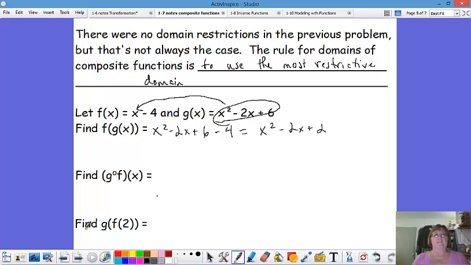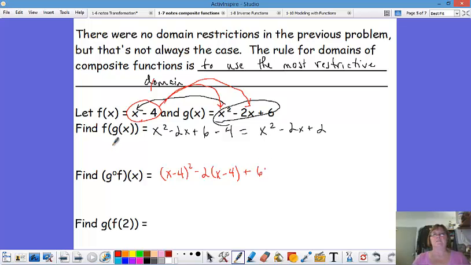All right, the next one says, I'm going to change color of ink here. The next one says find g of f of x. So now we got to take the f function and use it as input to the g. So this time we have to take this x minus 4 and use it wherever the g function says x. So I'm thinking this might be a little bit more complicated. We're going to have an x minus 4 squared, right? Wherever it said x, we use x minus 4, minus 2 times x minus 4, and then plus 6.